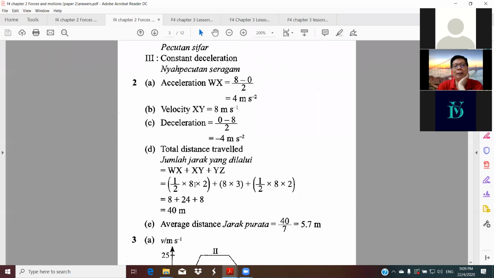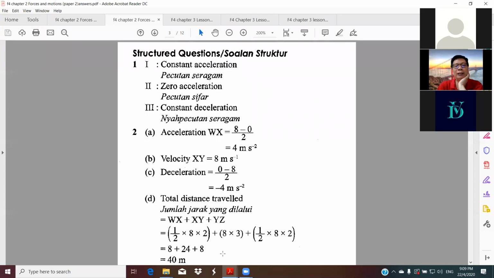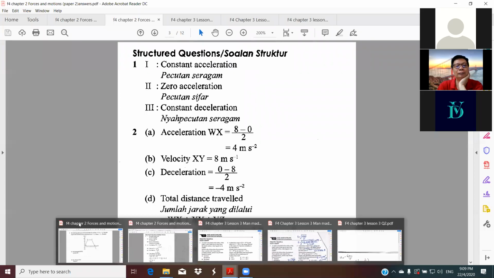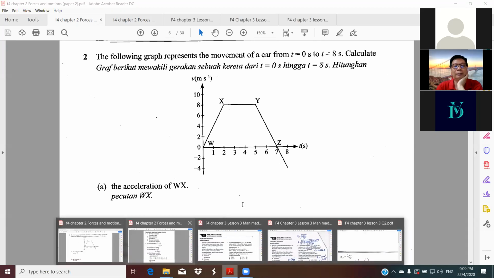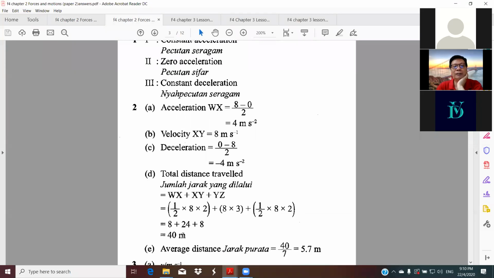And half times 8 times 2. You see the graph is like this. This part is half times 2 times 8. Here is 3, 5 minus 2 is 3, 3 times 8. So here is a triangle, half times 2 times 8. So you get this answer, right? Now it's 40 meters.